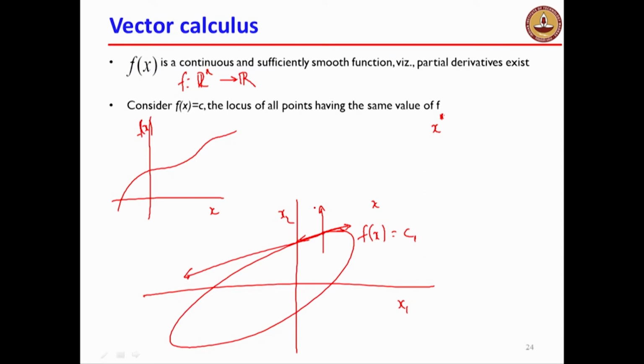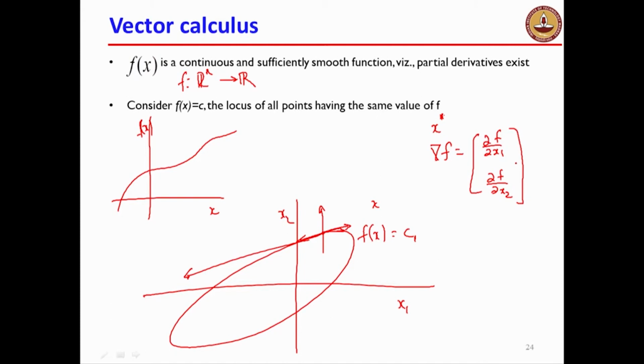So I can ask this question, along which direction does the function value change the most, and along which direction does it increase the most and decrease the most. So I can define what's called the gradient vector, which is denoted by this, and this is basically the vector of the partial derivatives. Because it's a function of two variables, there are two partial derivatives, del f by del x1, del f by del x2. It's a two-dimensional vector.